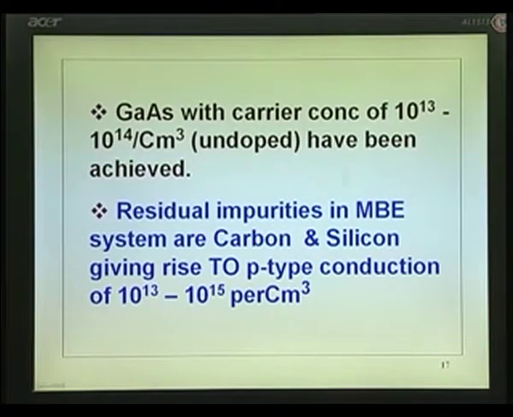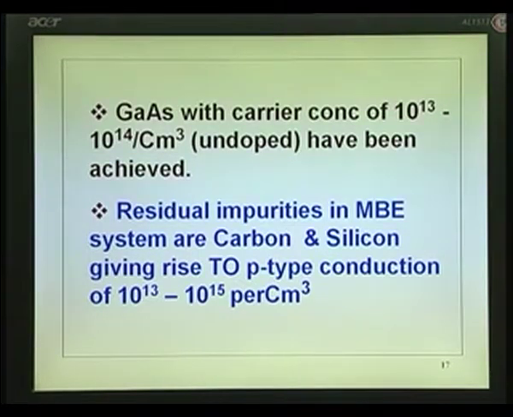Gallium arsenide with carrier concentration 10^13 to 10^14 undoped has been achieved. With all this care, you do not get 10^6. You are there at 10^13. People are now able to go below 10^13 because you are able to have sources which are purer, gallium source of 7 nines purity, and along with that, the mobility of the carriers in those samples has improved. We will come to that when we discuss high electron mobility transistors.